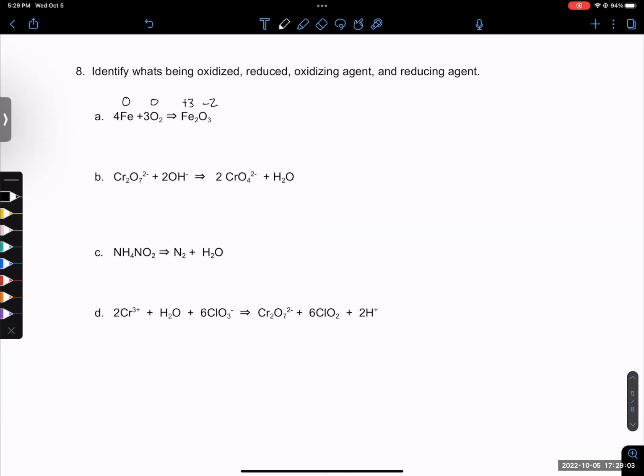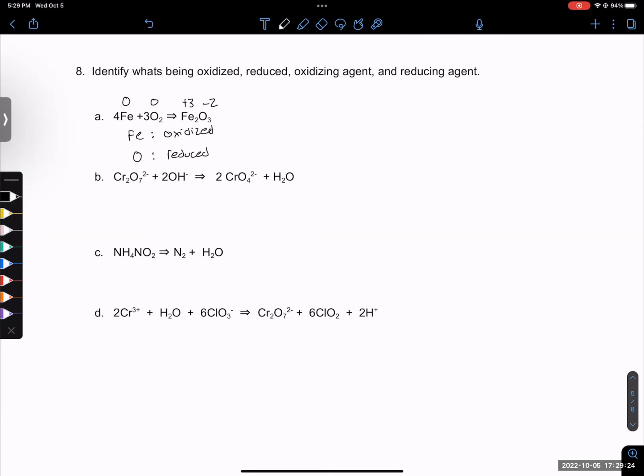Which one? Yes. So iron is oxidized, so it's the reducing agent, because it's losing electrons, right? The plus charge means it's giving away its electrons. And therefore oxygen is being reduced.